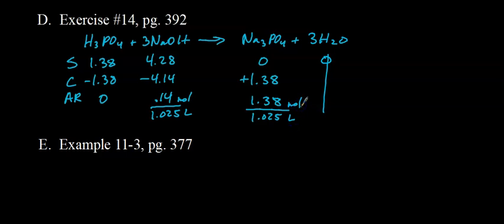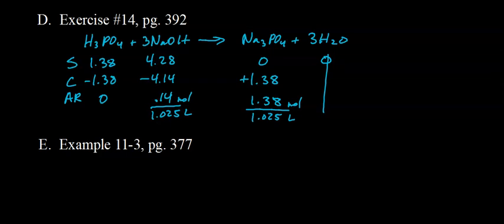And that should get us our answers. Go ahead and pause the video and calculate those. So we should get about 0.14 because of the sig figs, 0.14 molar for the NaOH and 1.35, I believe, molar for the sodium phosphate.